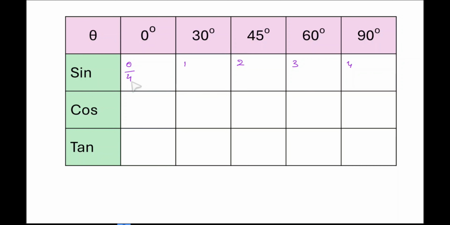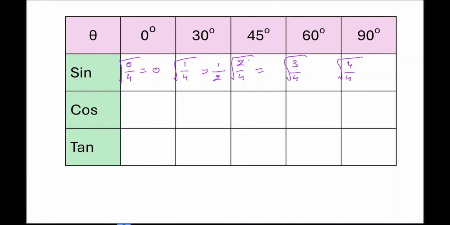Divide everything by 4. Make a square root of these. Now what is 0 by 4? 0 by 4 is 0 and root of 0 is 0. Then root of 1 is 1 and root of 4 is 2. We are not writing plus or minus 2 here. We are considering only the positive values. You need to remember that.